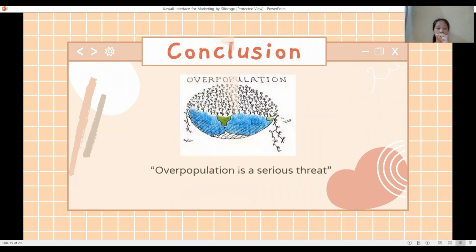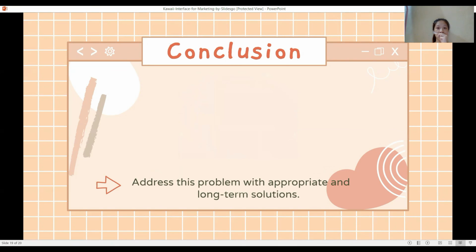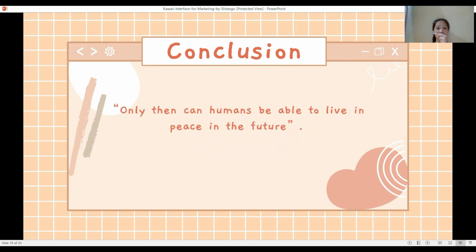In conclusion, overpopulation is a serious threat to our whole environmental system. It's likely to cause severe conflicts and wars, as we will fight for resources in order to meet the daily energy demand, and it is therefore crucial that we address this problem with appropriate and long-term solutions. Only then can humans live in peace in the future.